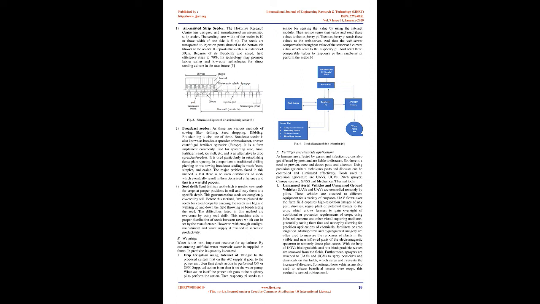It is used particularly in establishing dense plant spacing. In comparison to traditional drilling, planting or row sowing, broadcast seeding is much faster, simpler, and easier. The major problem faced in this method is that there is no even distribution of seeds, which eventually results in decreased efficiency, and thus it is a wasteful process.